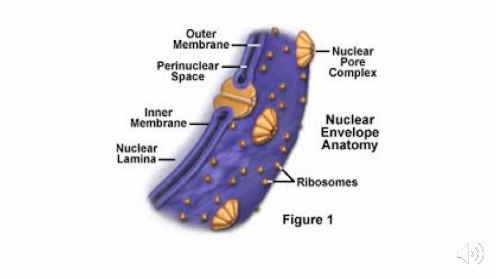This is a closer look at the nuclear envelope. As you can see, it has the outer membrane, it has the inner membrane, and they are separated by the perinuclear space.